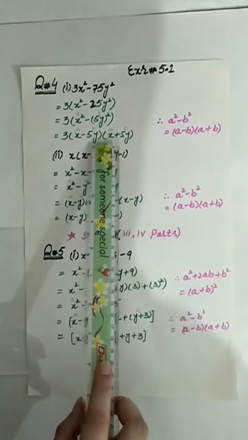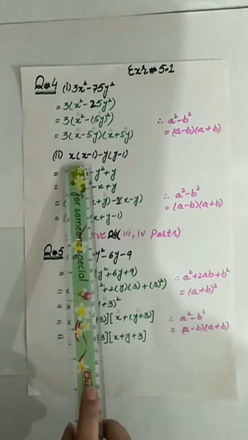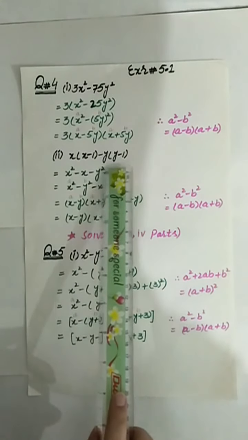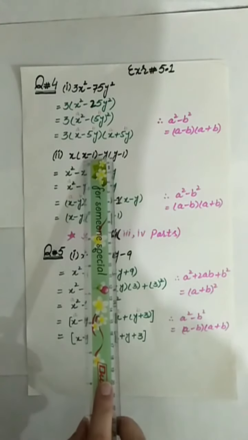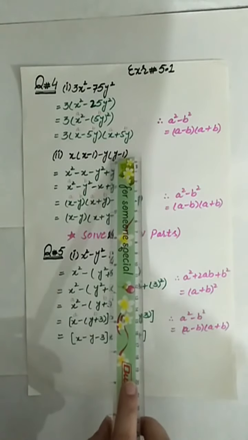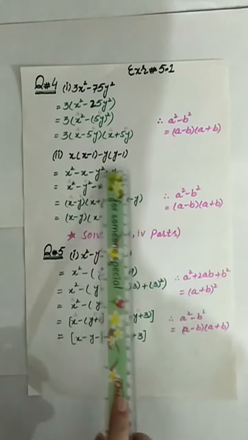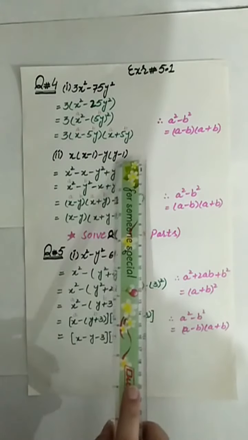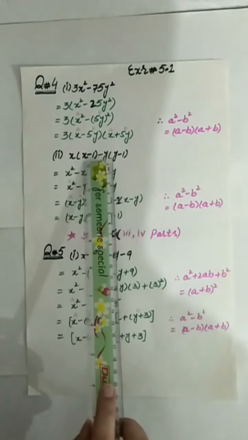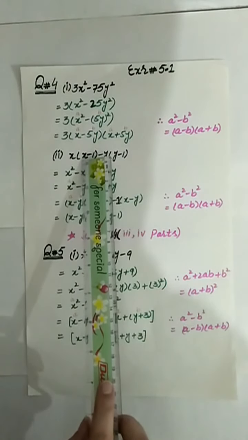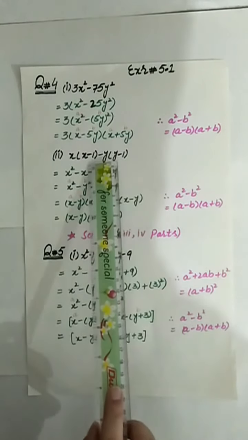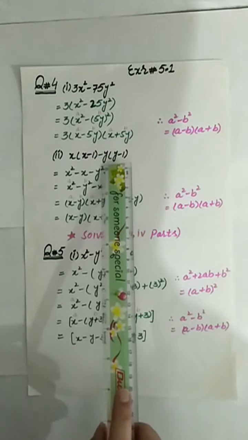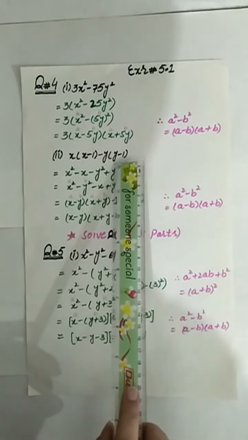Now we will solve the second part of the question number 4, which is x into x minus 1 minus y into y minus 1. There is no common factor. Here this is x minus 1 and this is y minus 1. Both are different. If these values were the same, then we would take common. According to the previous lecture, we have already discussed this type. So these two factors are not common, so we will multiply this x with x minus 1 and this minus with y minus 1.